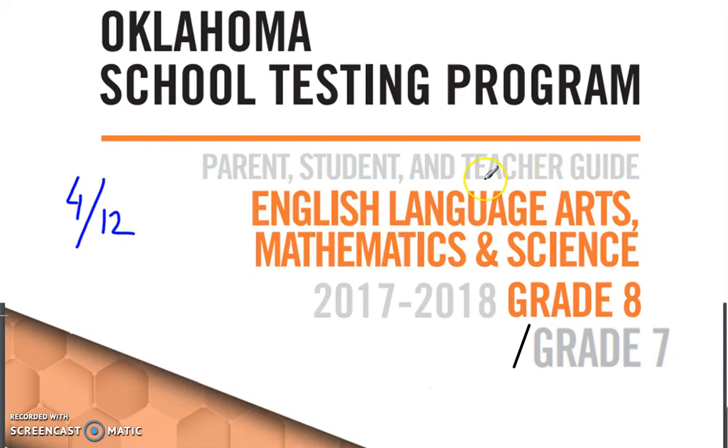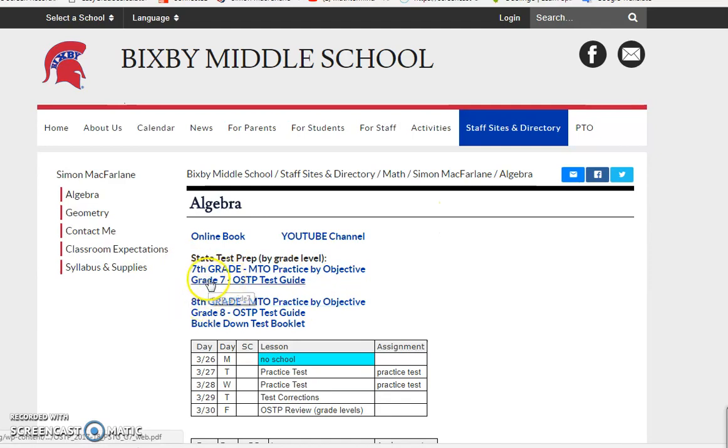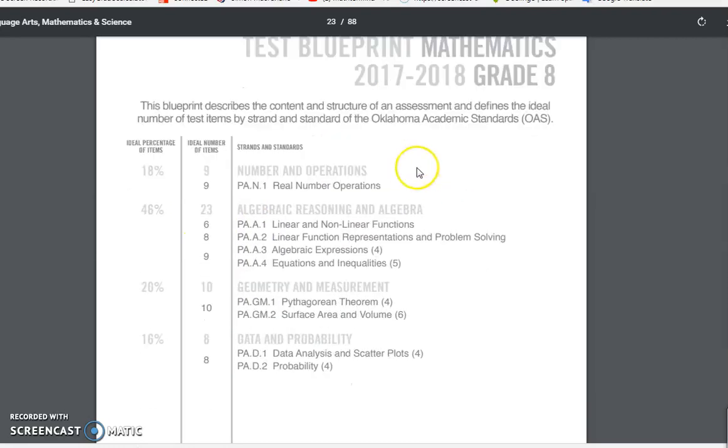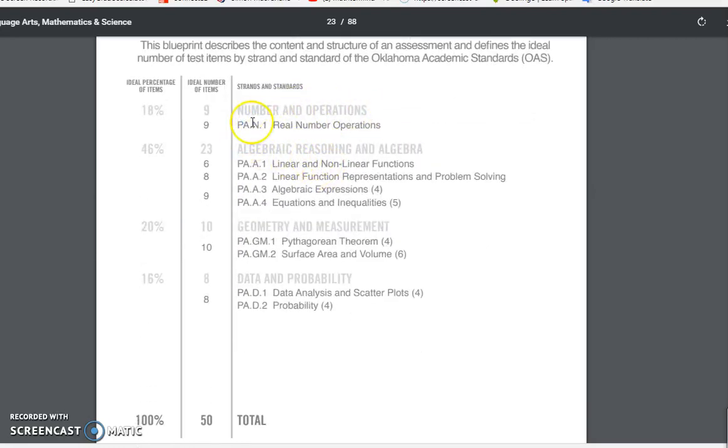Now, I have a link to this parent student teacher guide on my website right here. OSTP for grade 7, OSTP for grade 8. That will get you to the blueprint. Then you can see, okay, this is for grade 8. For numbers and operations, we got 9 questions. And you can just look through it. Algebraic reasoning and algebra 23. So the majority of that test is going to be over algebraic reasoning and algebra. 10 questions over geometry and measurement, and 8 over data and probability for 50 total.